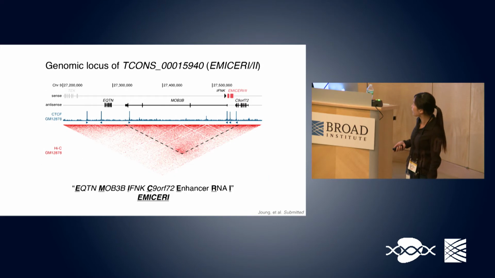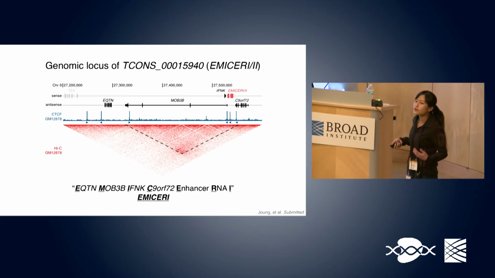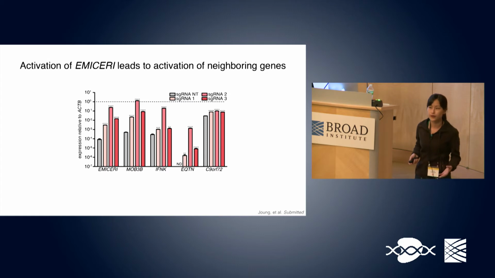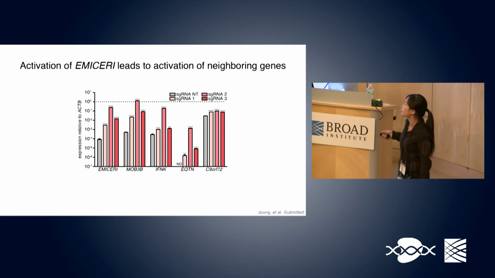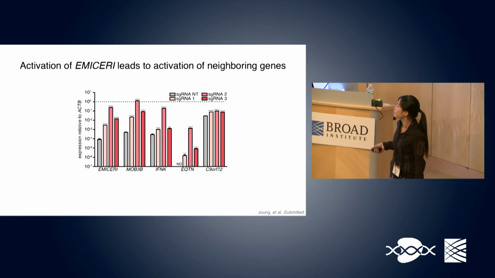This particular lncRNA is located next to 4 different protein coding genes. And because we were the first to characterize this lncRNA, we decided to name it Emissary. The reason why we thought Emissary was particularly interesting to study is because when we target the Emissary promoter with the Cas9 activator, we find that it induced dosage-dependent upregulation of 4 neighboring protein coding genes. So we wanted to explore this locus a little bit more.